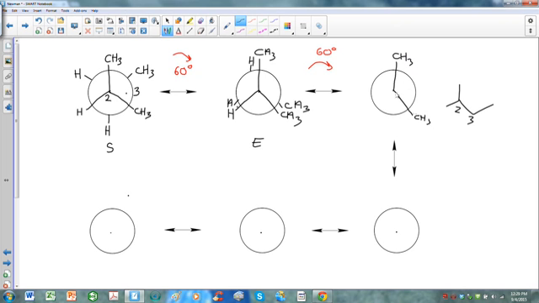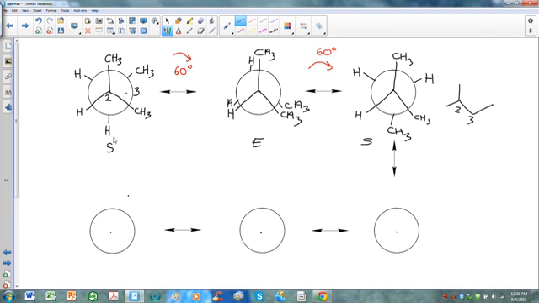So notice that I'm keeping the front carbon exactly the same, and I'm just going to move the back carbon. So first I had staggered and I rotated 60 degrees to get to eclipsed. If I rotate from eclipsed 60 degrees, this hydrogen goes here. So I go back to staggered again. So I'm going to have staggered here and here and here. So what group do you think is going to be down here? Well, if the back carbon's moving, it's going to be my CH3, so I'm going to put that there. And then when I move up here, the hydrogen moves up and I get to staggered again.